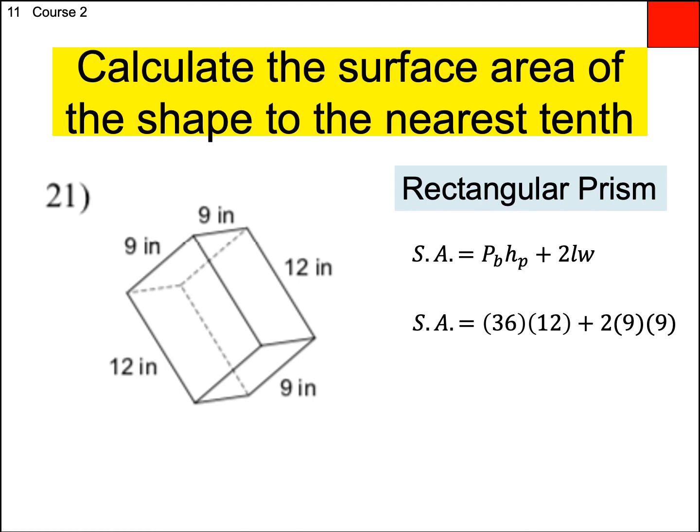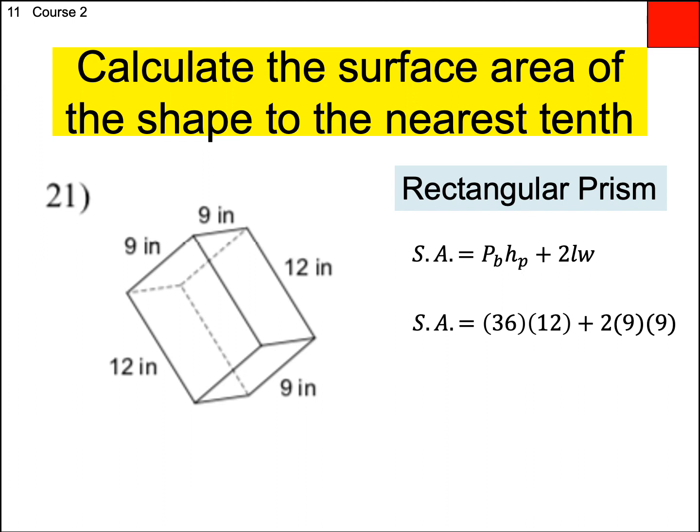Once again, the perimeter would be, I always use the top as the base. It's just how I roll. Let's see, 9, 9, 9, and 9 would be all the way around the top. 4 nines would make 36. The height of the prism would be the distance between the top and the bottom, that's 12, plus 2 times the length and the width of the top, and the top is 9 and 9. So there's where those numbers come from.